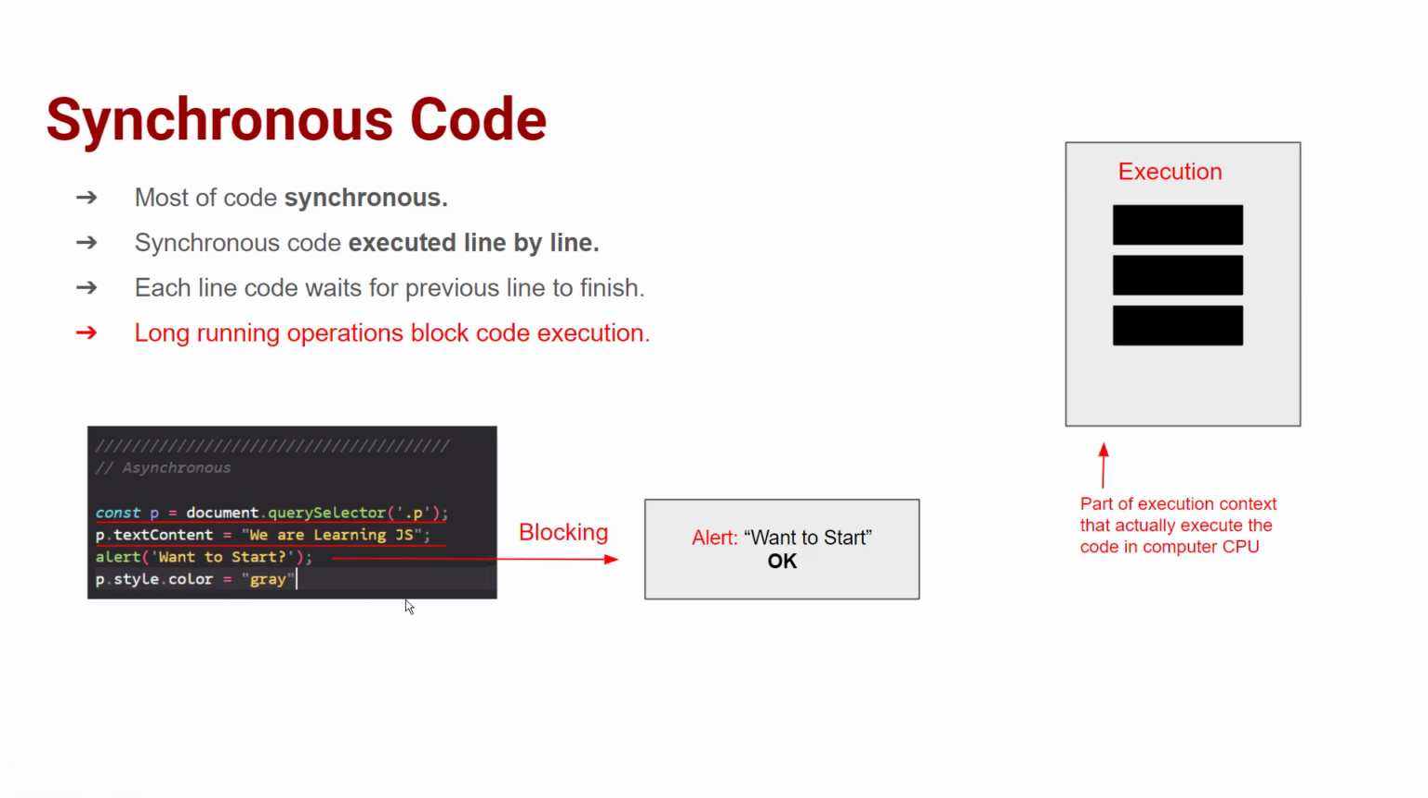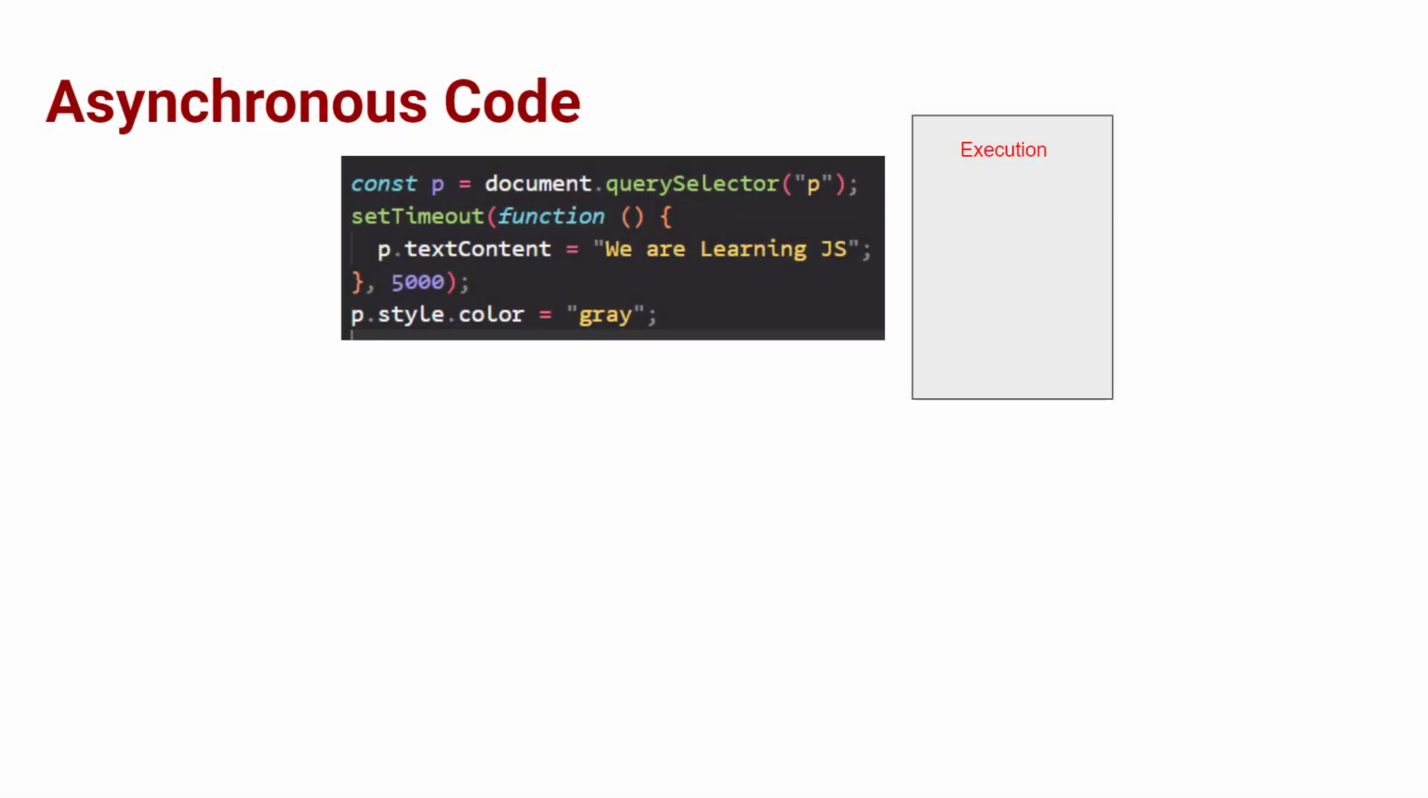This is called blocking. When you click on the alert box, your alert box is closed. Once your alert box has been closed, you will get the fourth line of code executing inside your browser. So this is called synchronous code in JavaScript. So let's look at asynchronous code in JavaScript.